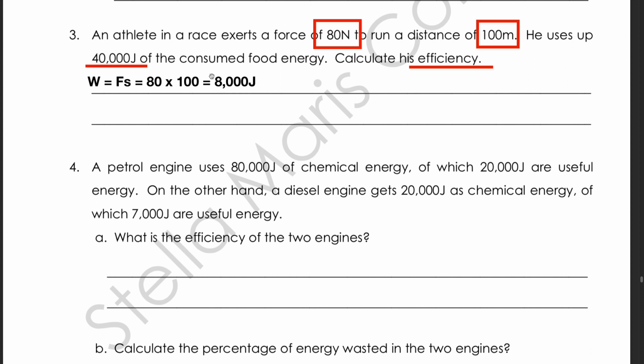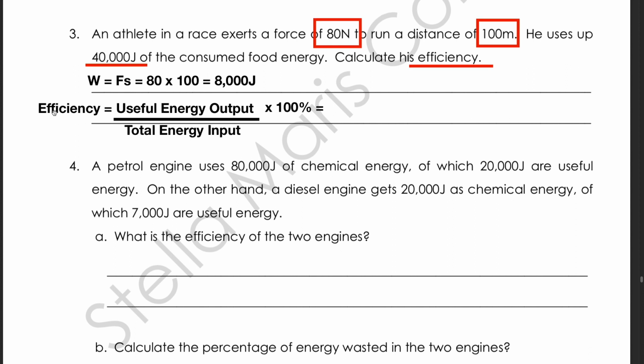Now that we found the useful energy output, we can compare it to the 40,000 to figure out the efficiency. Again, we have to write the equation for efficiency, which is efficiency equals useful energy output divided by the total energy input multiplied by 100%. Plugging in the values, we will get 8,000 divided by 40,000 multiplied by 100, which will give us an efficiency of 20%.